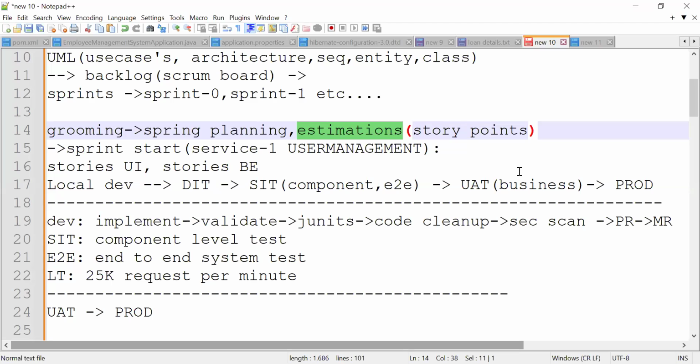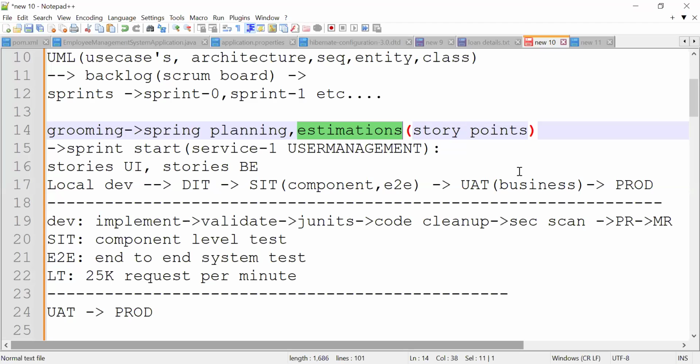Then whoever gave 8, who has clarity, may explain: this is what my understanding is, for this it will take this much effort, so definitely I need this many story points. Then people will realize, okay, my understanding is not correct. Then everybody will get a common understanding.